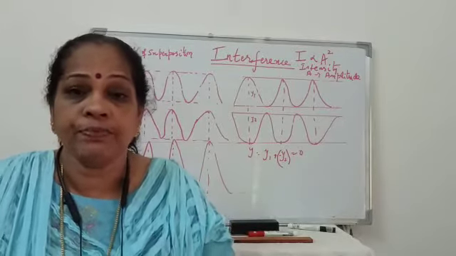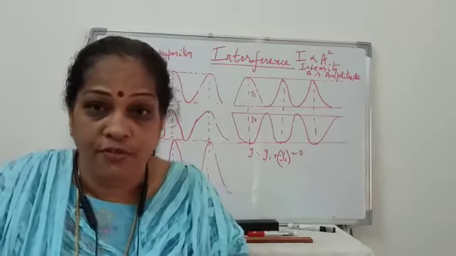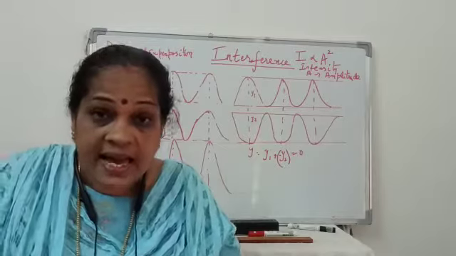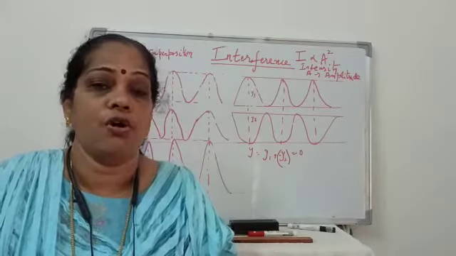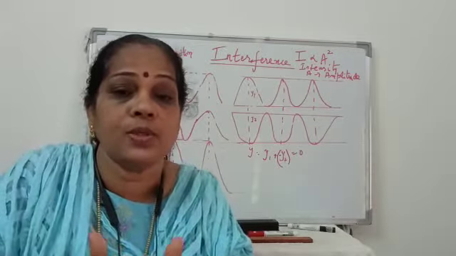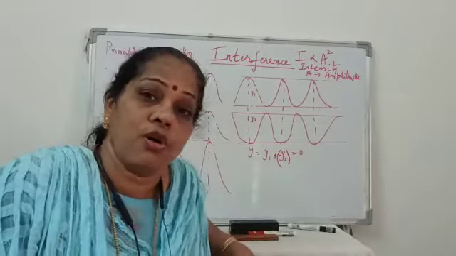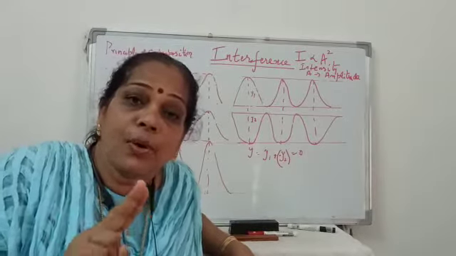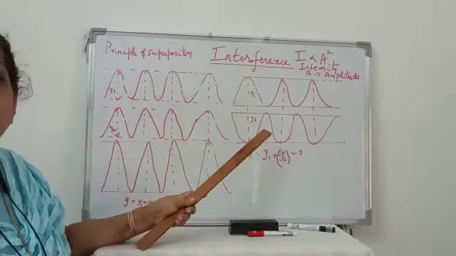Now you get a pattern where the distribution of energy is not uniform. That is, at some points you have maximum displacement, at some points you have minimum displacement, which means that the distribution of energy is not uniform. This non-uniform distribution of energy or redistribution of energy when two waves superimpose with each other is called interference. What is interference? It is the redistribution of energy or non-uniform distribution of energy when two waves superimpose with each other. That is why we say that interference is based on the principle of superposition.